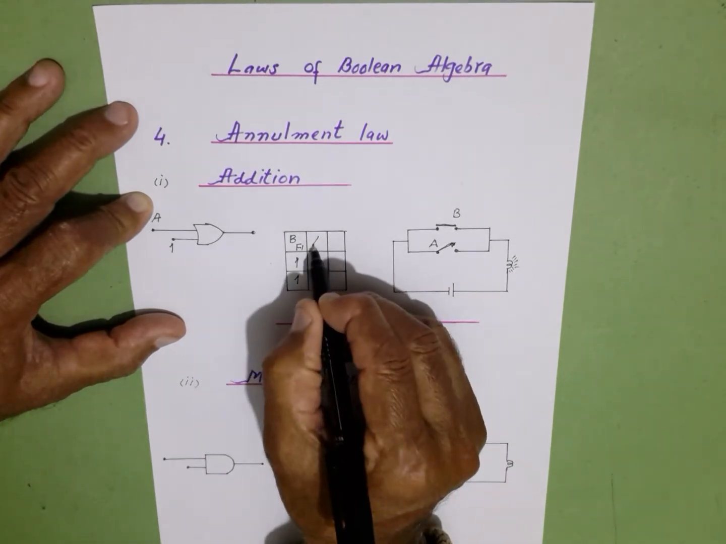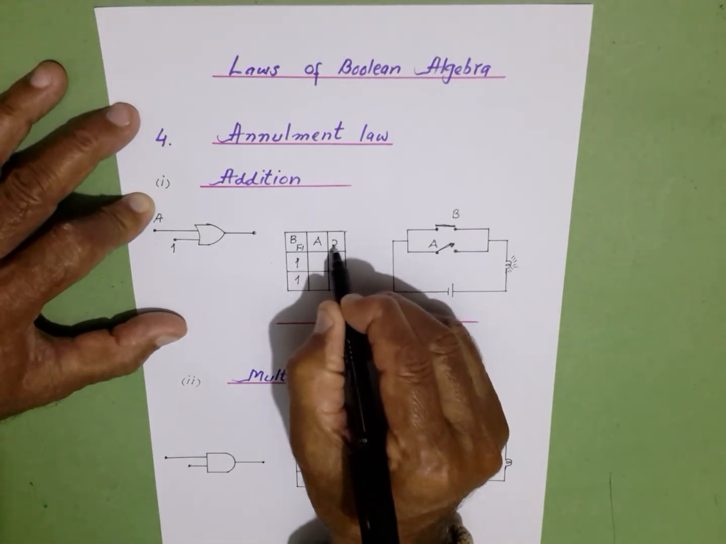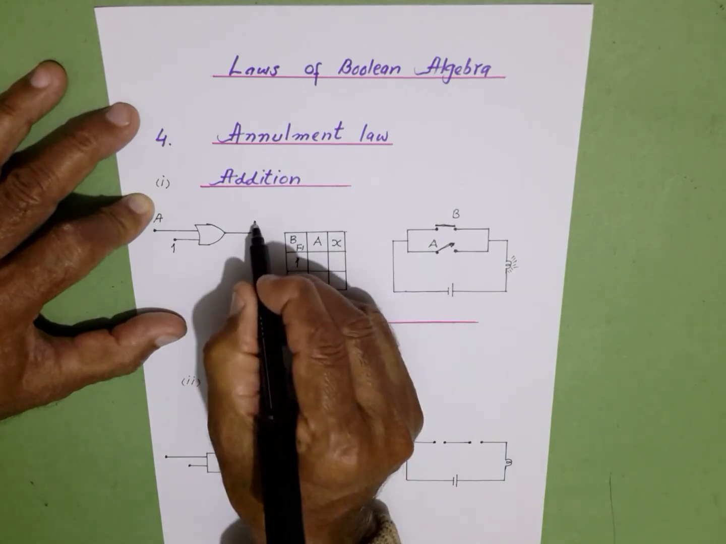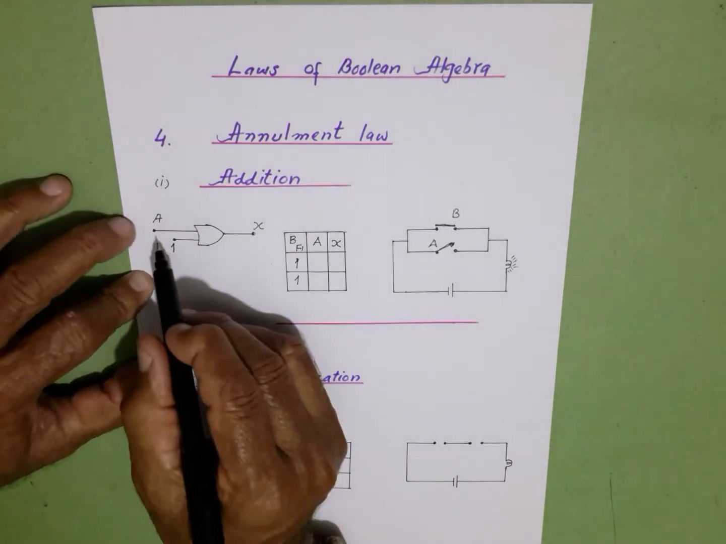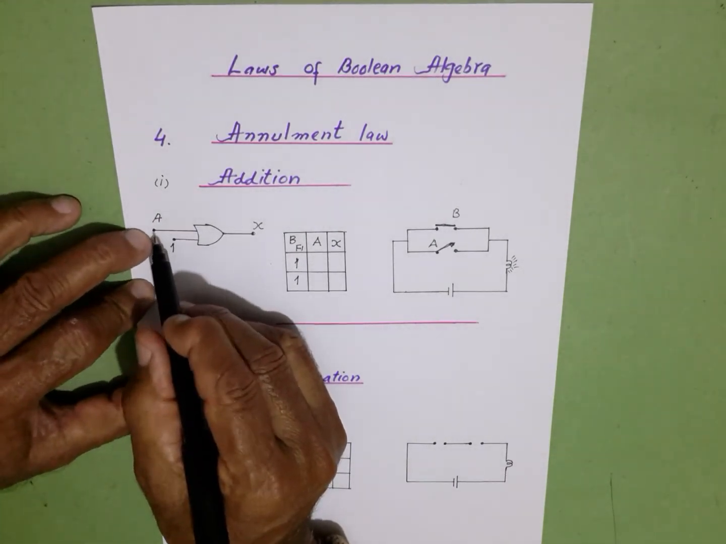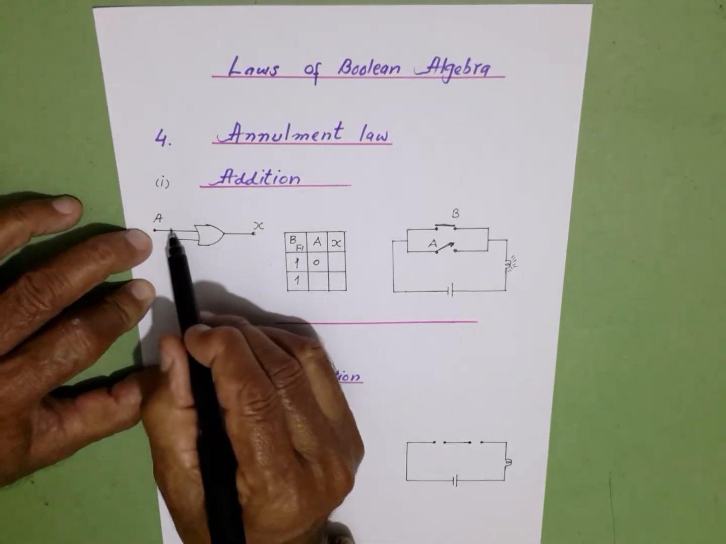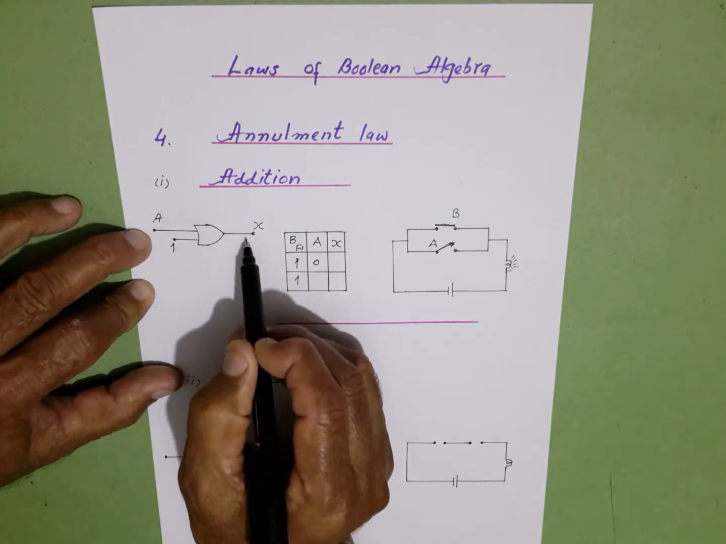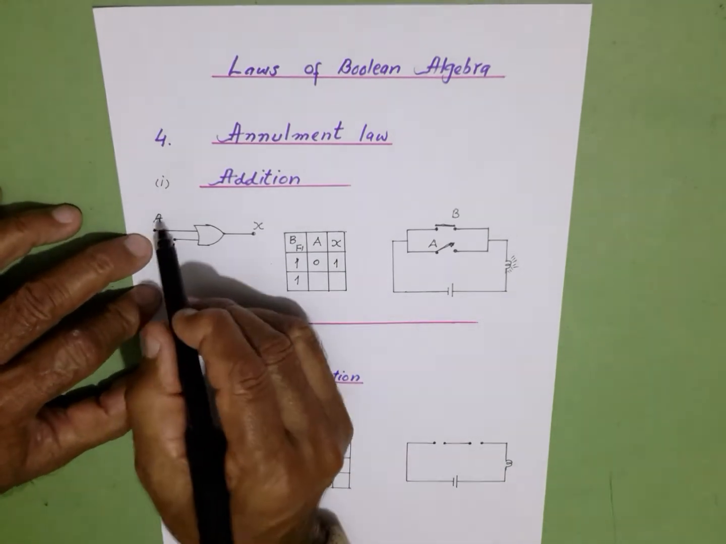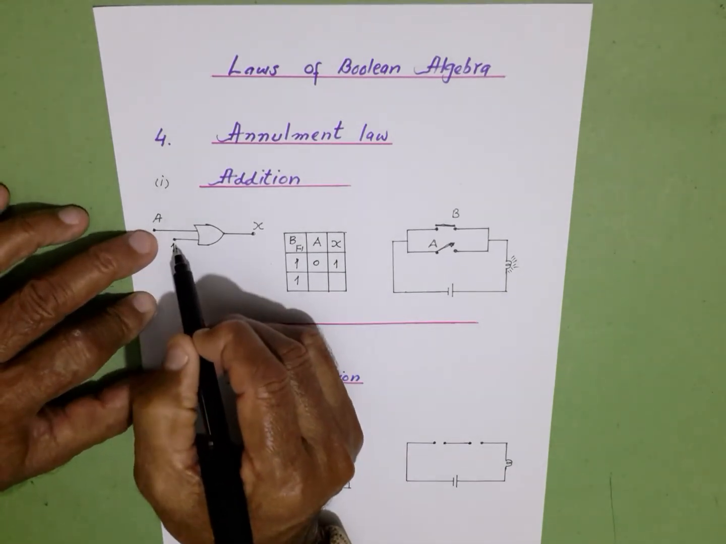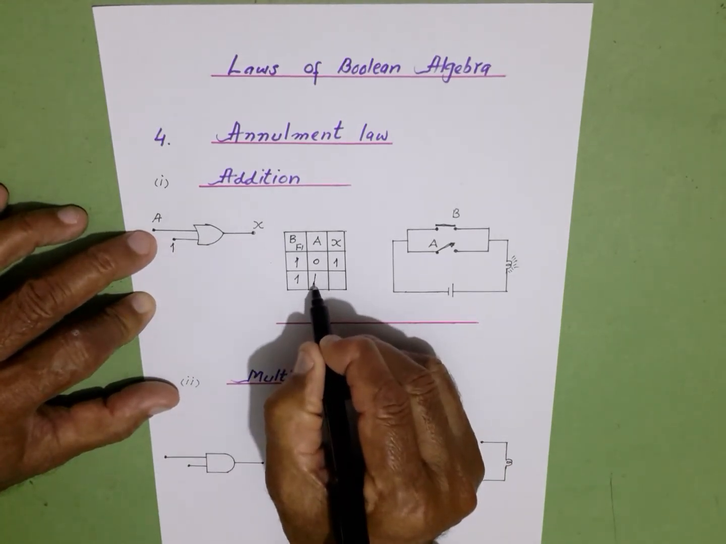This is A, and this is the output X. Here we get X. Now let us see that A is 0, we are applying logic 0 voltage. It is an OR gate, 0 plus 1, in the output we get 1 here. And when A is 1, 1 and 1 ORed, OR gate, 1 OR 1 is 1.